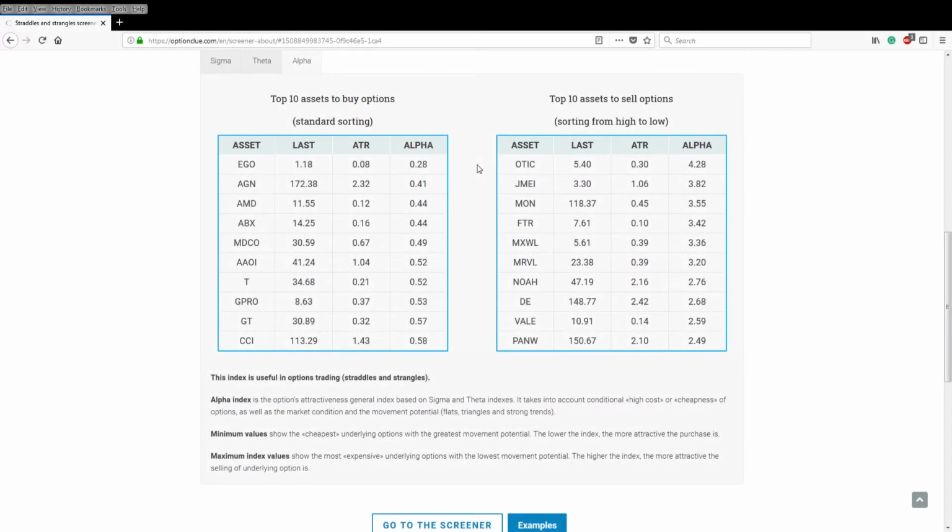Let's take an example of the option position opening according to the data of the screener. So, first of all, let's look at the table on the left. As we have already said, here are 10 most promising stocks to buy options with the greatest movement potential. Let's take, for example, an asset with an AGN ticker with the Alpha value of 0.41 and see how you can open a position.